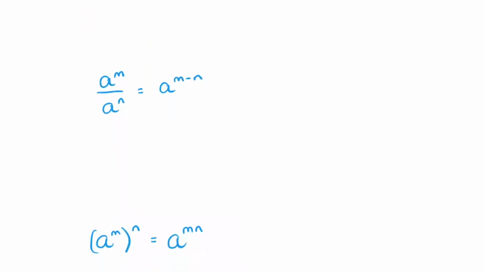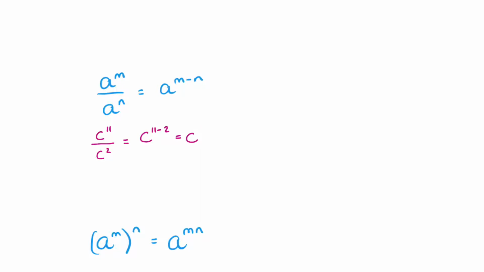Okay? Our next rule that we looked at was when you're dividing, you subtract the powers. So if you had c to the power 11 over c squared, then you subtract the powers, so it's c to the power 11 minus 2, which is c to the power 9. Remember, c to the power 11 over c to the power 2 means c to the power 11 divided by c to the power 2. It's just a different way of writing it.